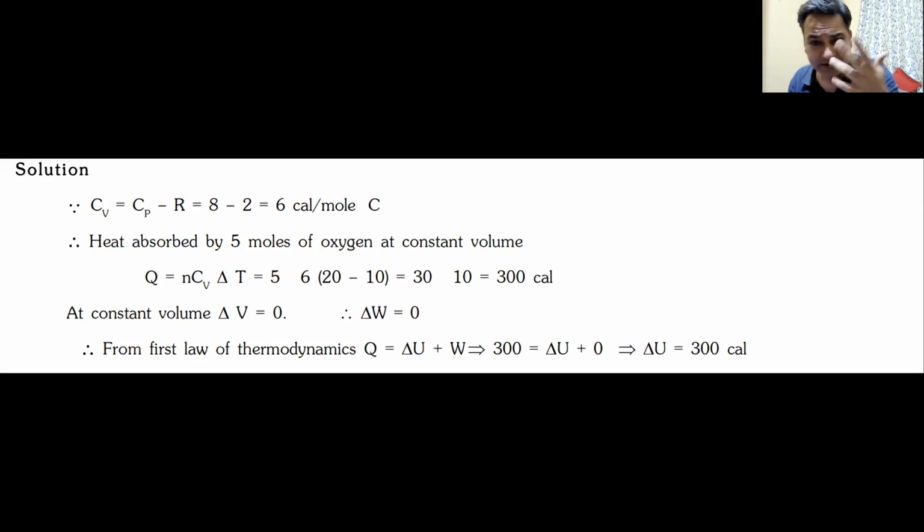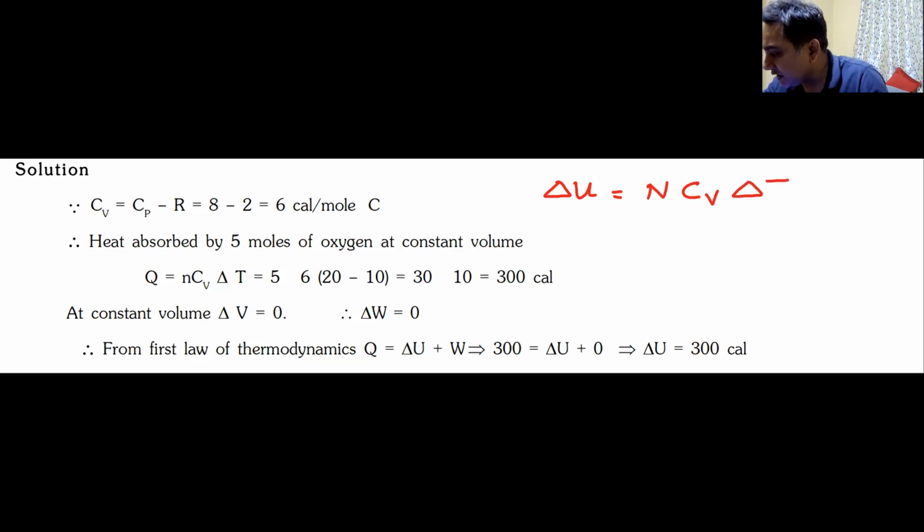Basically, this process is happening at constant volume, and I am supposed to find out the change in internal energy. Whether this process is constant volume, constant pressure, isothermal, adiabatic, or any process in the universe, what is the formula for change in internal energy? The formula is simply n Cv delta T. We all understand this? Yes. n Cv delta T.